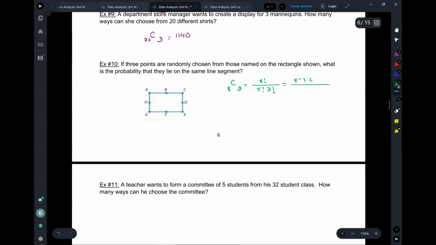8, 7, 6, 5 factorial over 3 times 2. Okay? So look, lots of things cancel here. 5 factorial. The 6 and the 6. And then it's 56. See? It's endless fun. That's a permutation. Or maybe it's a combination, actually, because the order doesn't matter. See? That's like a nested combination.